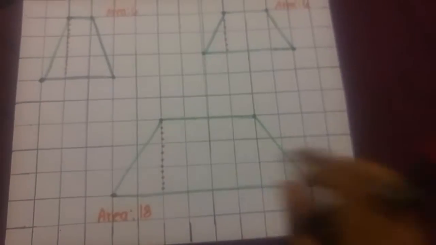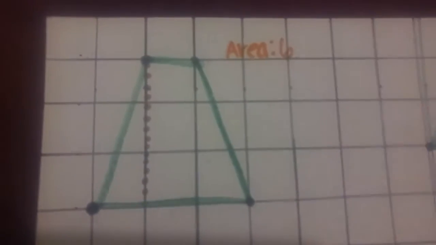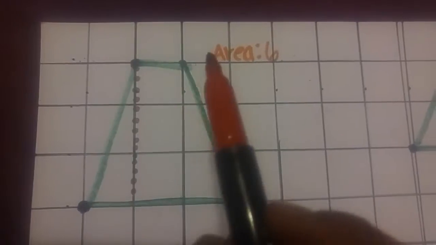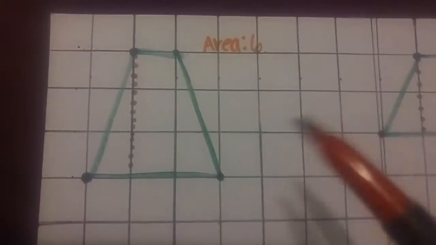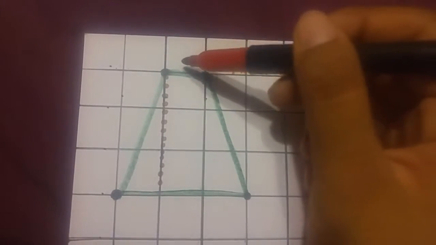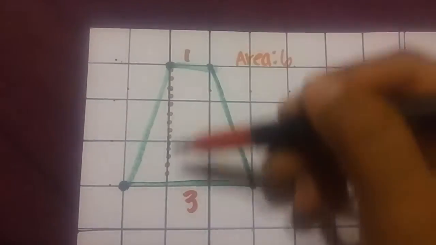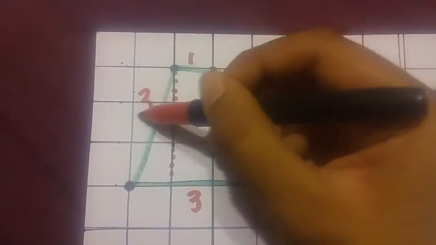For the trapezoids, I made 3 examples again. For the first example, I counted each of the squares, and I got that the area was 6. For the trapezoid, I noticed that there were 2 bases, the top base and the second base at the bottom, and there was also the height. The first base was 1, the second base was 3, and the height was 3 as well.